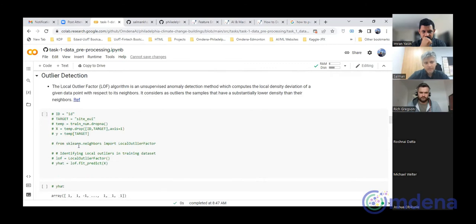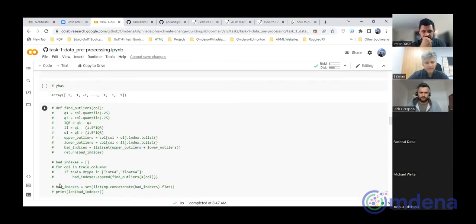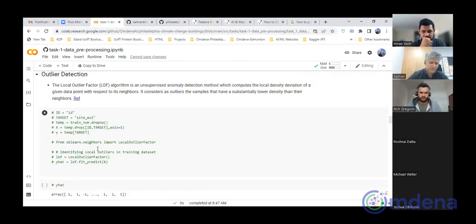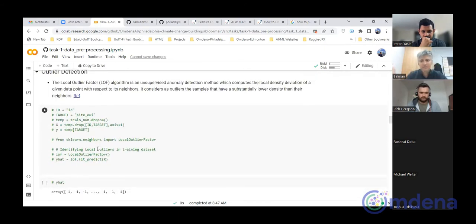So for outlier detection, I tried several different strategies. If the data is normally distributed, then you can simply get rid of values based on the 3 standard deviation rule: if your data is more than 3 standard deviations away from the mean, you just drop it. So that is one way to do it.